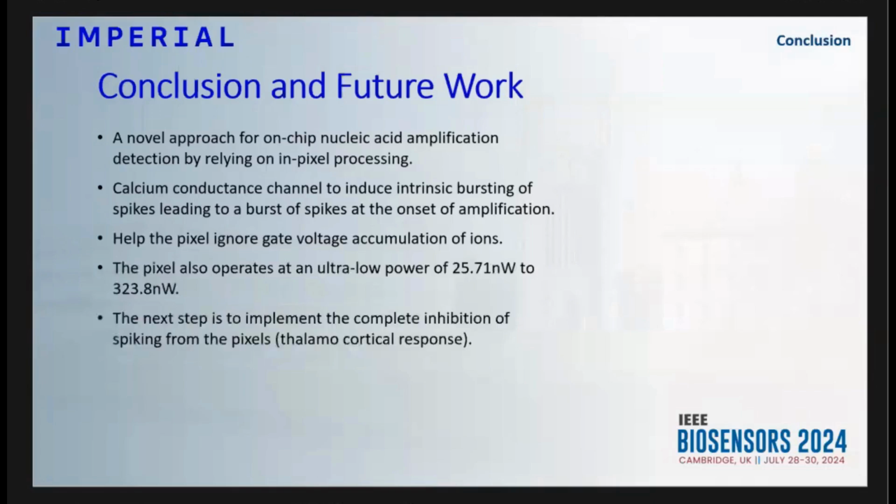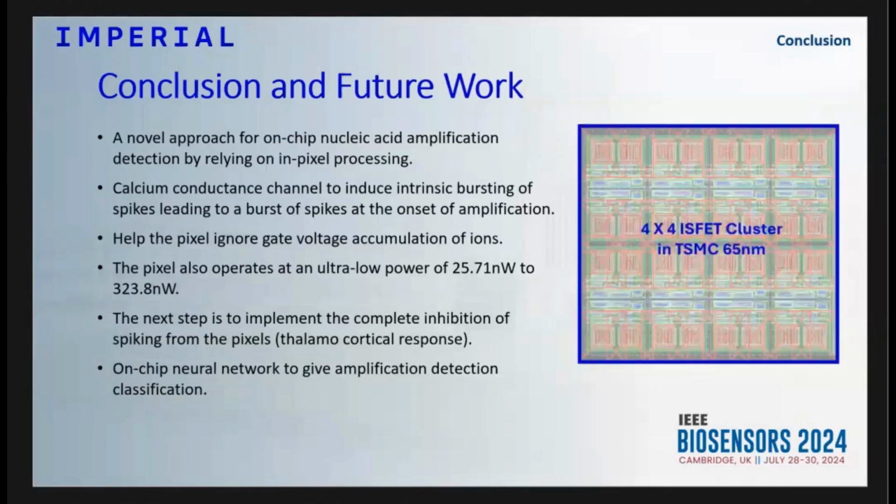Our next step is to implement the complete inhibition of spiking. So what I want is I do not want it to spike at all when there's no amplification event. So it stays silent, spikes a lot, and then stops again. And so that's something that we're now trying to work towards. That's the thalamocortical response. And finally, we want to use on-chip neural networks to give amplification detection classification. So you do everything on chip, and at the end, you just get an answer whether there's a problem or not. This chip is currently being sent for fabrication in TSMC 65 nanometer. So yeah, we did change processes after we wrote the paper, but hopefully we'll have great results for you soon.